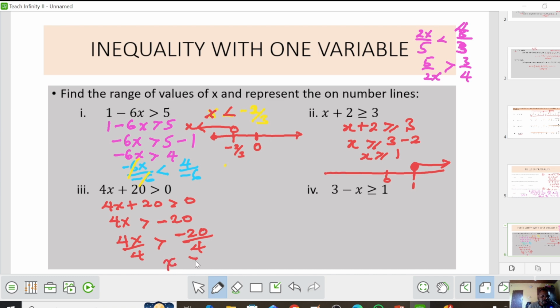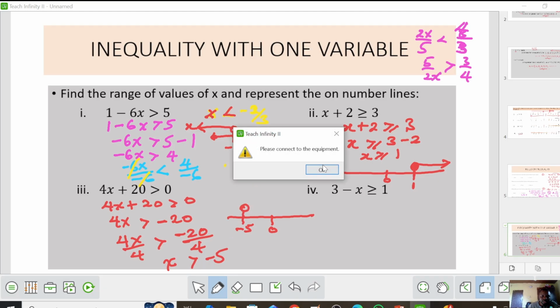So that means s is greater than minus 5. If s is greater than minus 5, that's the answer. To represent it on a number line, draw a number line and put your 0 here. Minus 5 is going to be here. Since s is strictly greater than minus 5, greater than is going to move to the right. So the arrow here will move to the right, and you put your x.